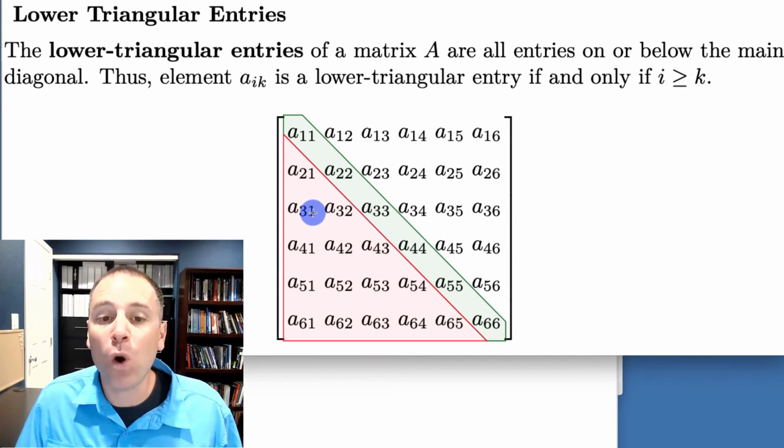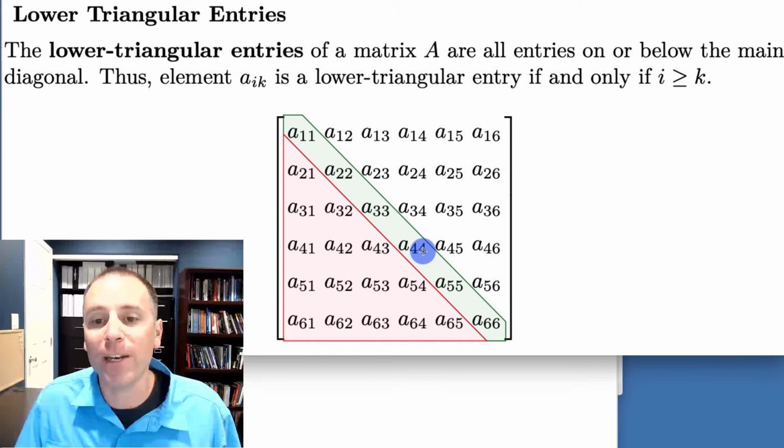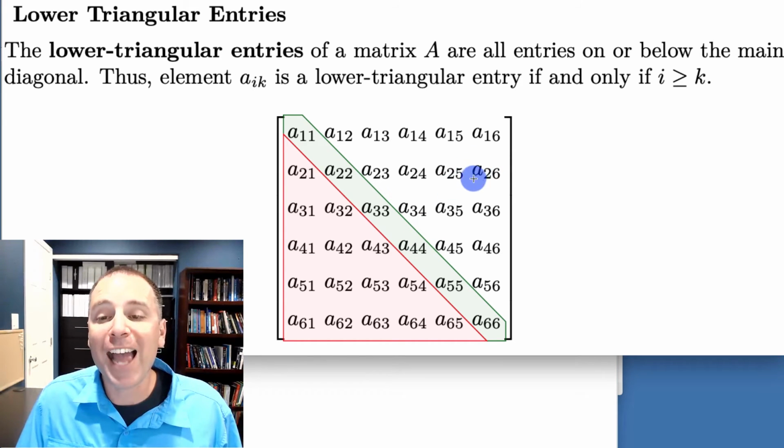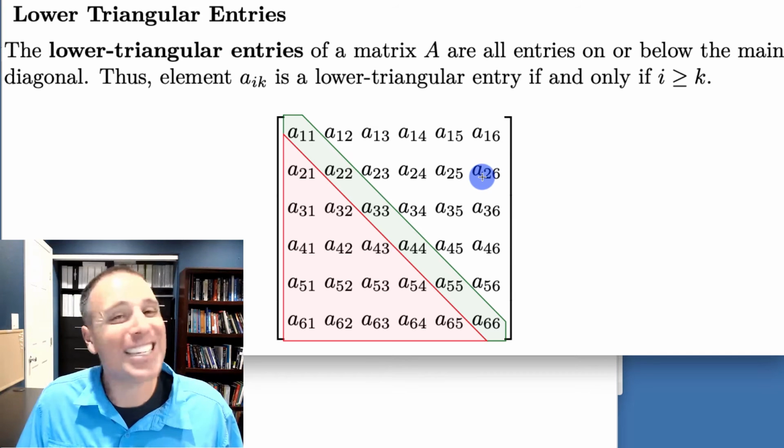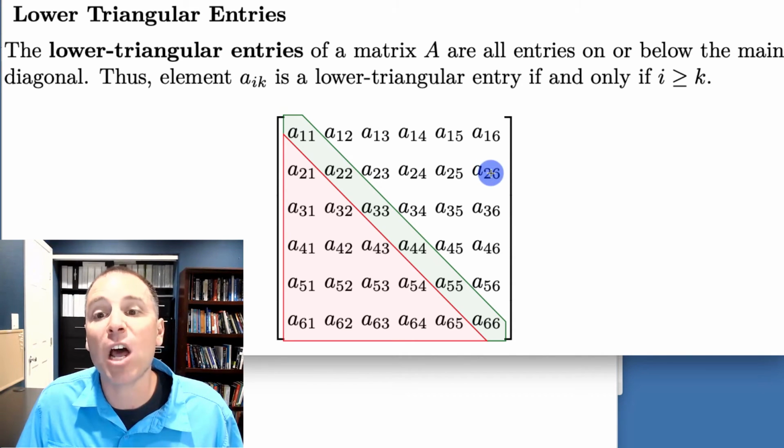Notice A31 is a lower triangular entry because the row index is indeed greater than or equal to the column index. A44 is also a lower triangular entry because the row index 4 is greater than or equal to the column index 4. The entry A26 is not a lower triangular entry because row index 2 is less than column index 6. In other words, 2 is not greater than or equal to 6, not a lower triangular entry.